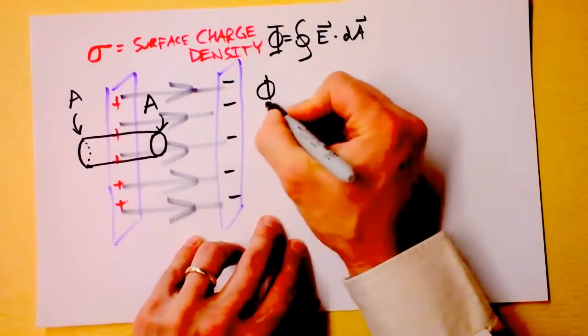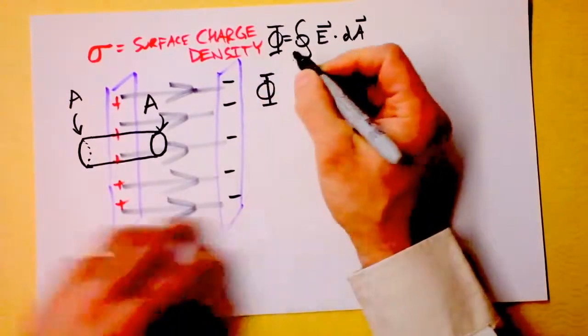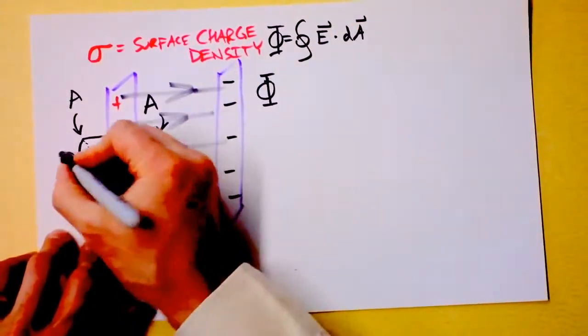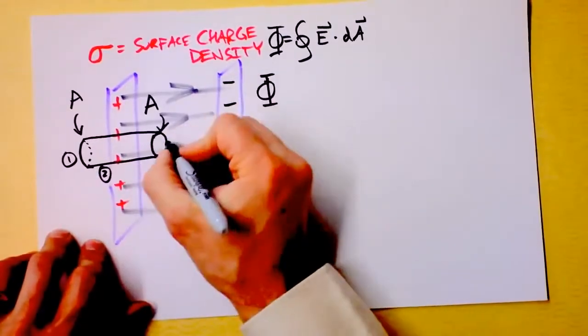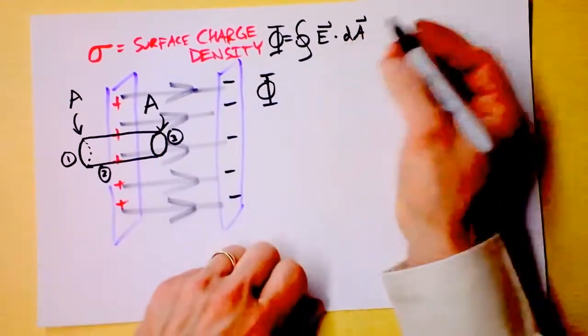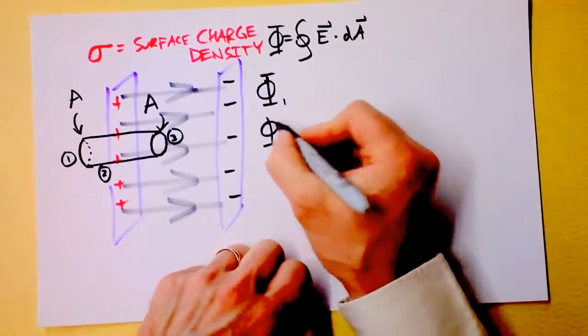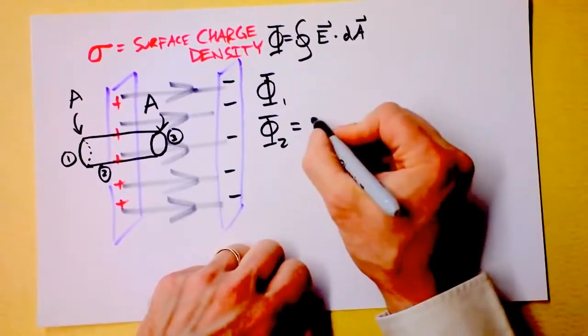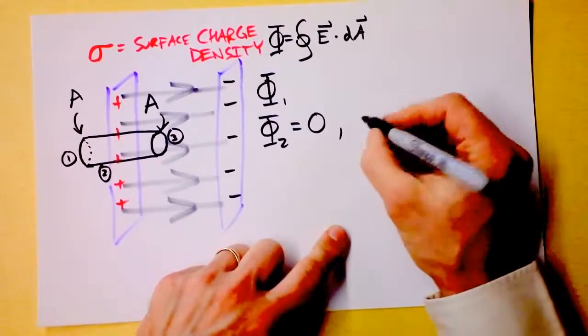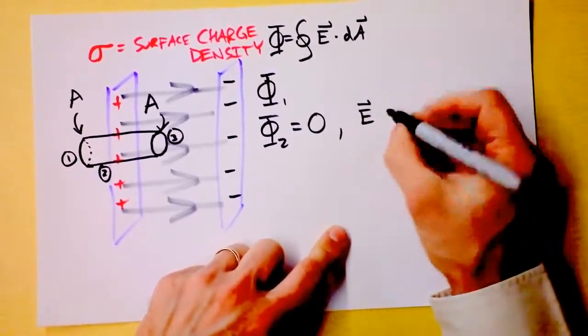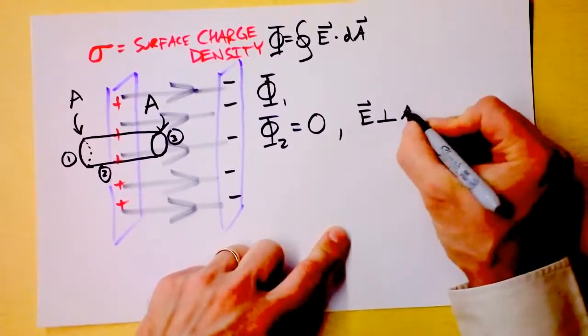So we could separate this out into parts. We could call this part 1, and we could call the sides part 2, and we could call the top part 3. So we've got the sides, and those are flux 2, and that is 0 because the electric field is normal to the area.